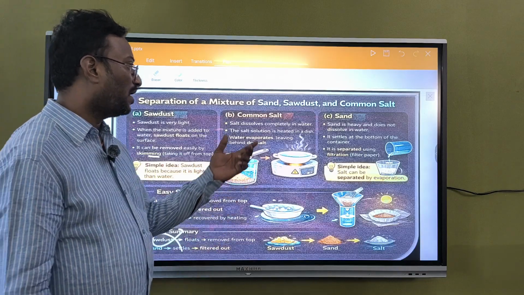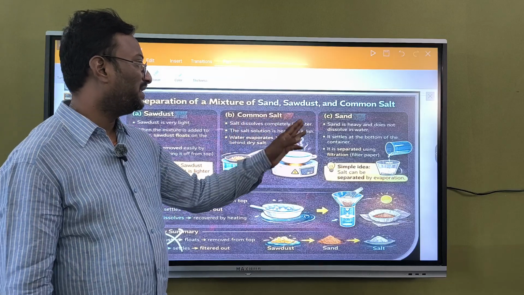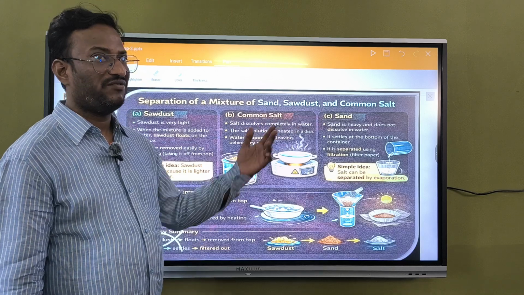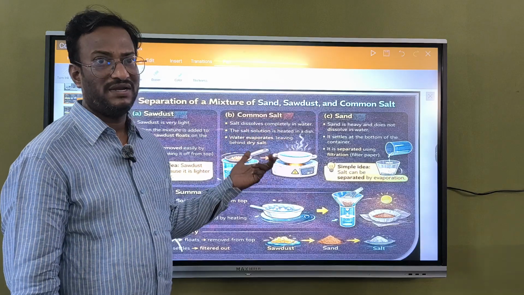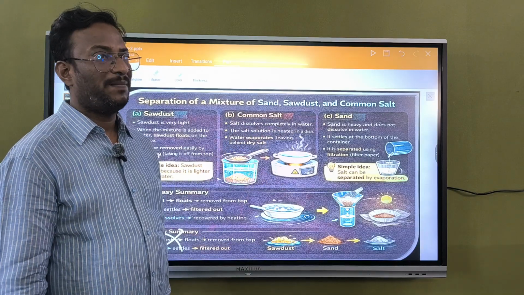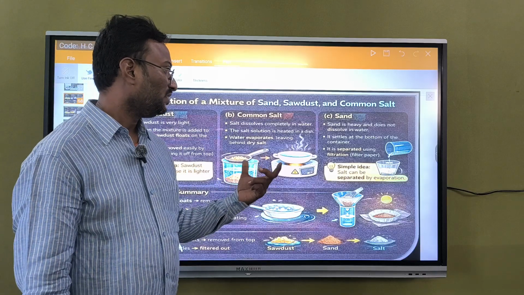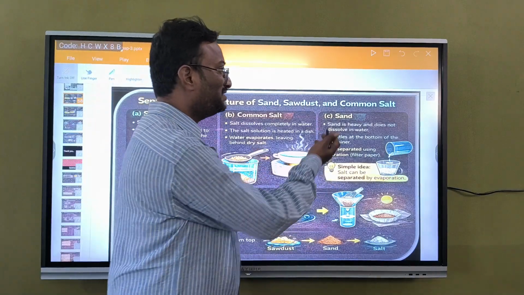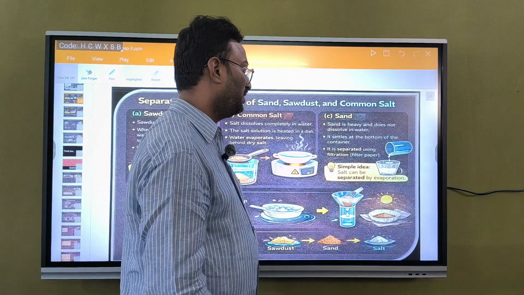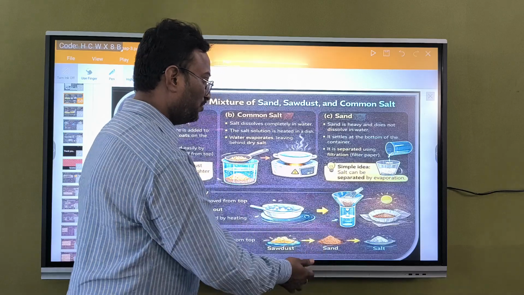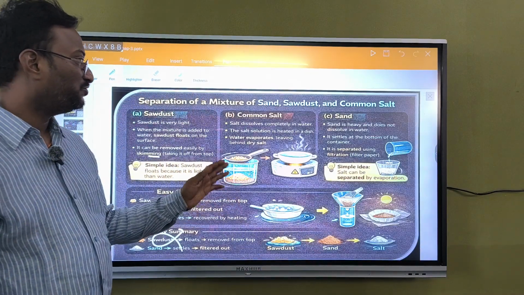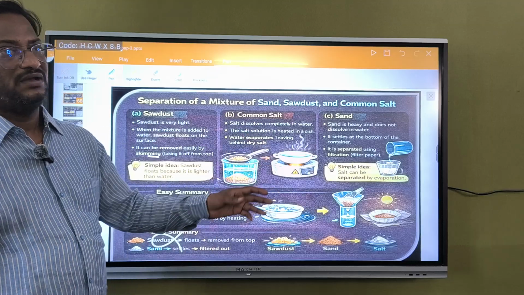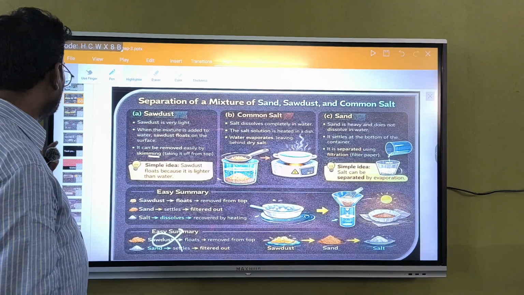And next, there will be the common salt and sand. Salt dissolves completely in water. Salt solution is heated on a china dish. We will get water vapor. Water evaporates, leaving behind the dry salt. Water is going to be evaporated, so that salt has been separated, and sand will be left behind. Sand is heavier and does not dissolve. It settles at the bottom. It can be separated using filtration through filter paper. First you can separate sand through filter paper. Then the remaining salt water can be heated and you can separate water and salt there. Likewise, we can do that.